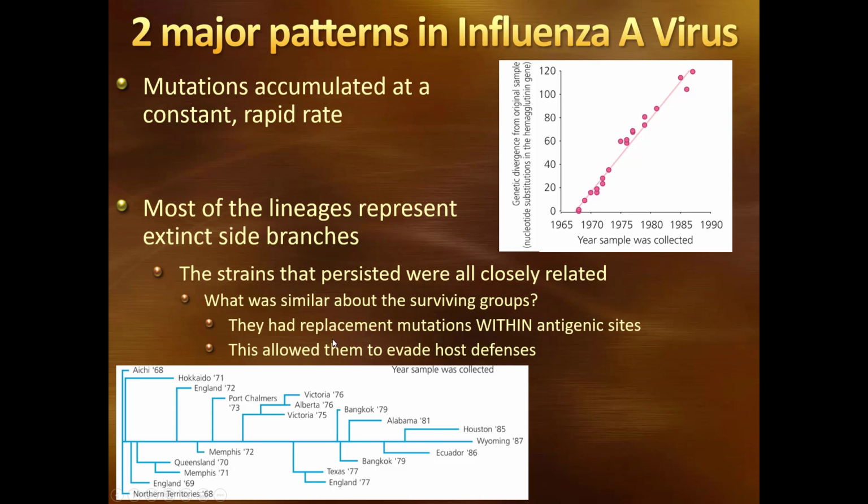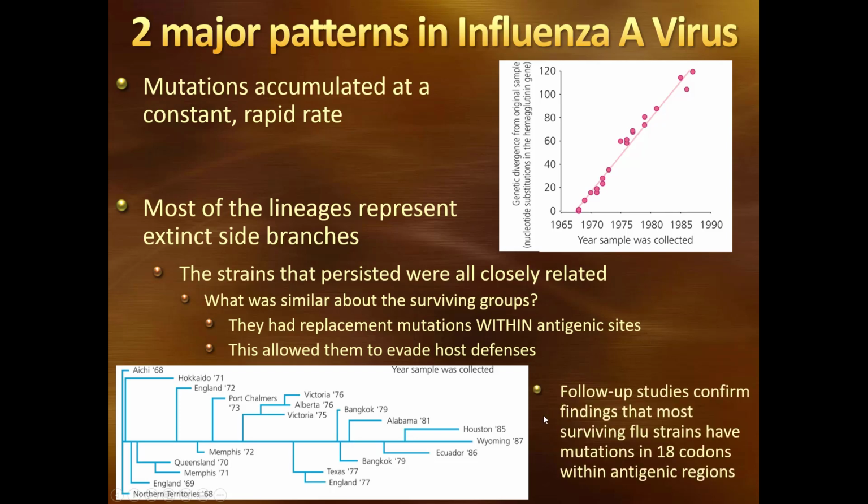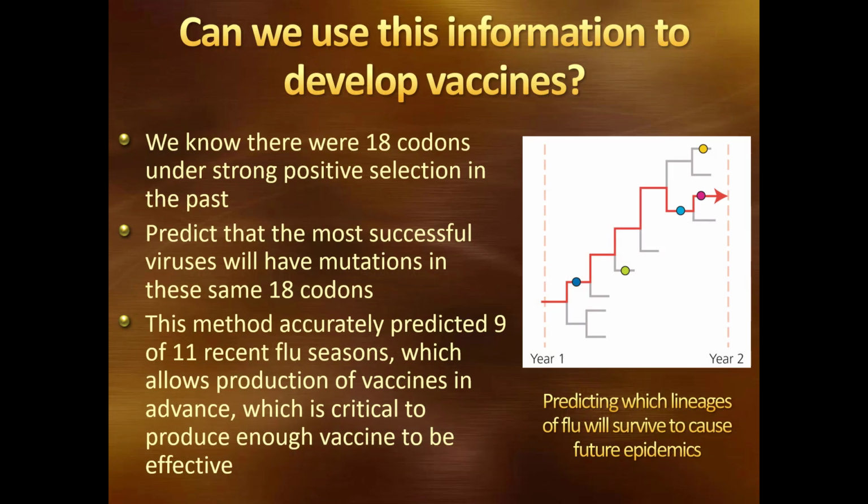What he found was that they had replacement mutations within those antigenic sites. Where we find those mutations, it's not just a random set of mutations that makes it. The set of mutations that makes it are ones that are altering the antigenic sites. And of course, these are the ones that allow them to evade the host defenses. Follow-up studies find this from other flu strains as well, where most of the strains that make it have mutations in these antigenic regions. Can we use this information to then develop vaccines?